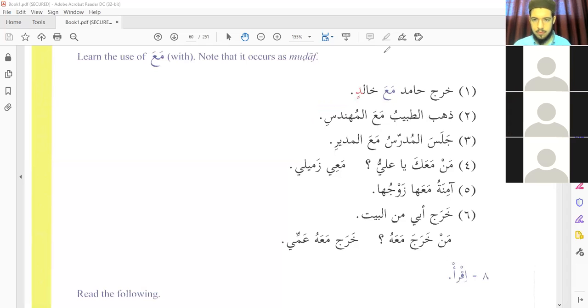جلس المدرس مع المدير. Translate that for us. The student sat with the principal, with the teacher. Very good, except al-mudarris is the teacher, not the student. Sorry. But other than that, you're completely correct. جلس المدرس مع المدير. So the teacher sat with the principal. Very good.